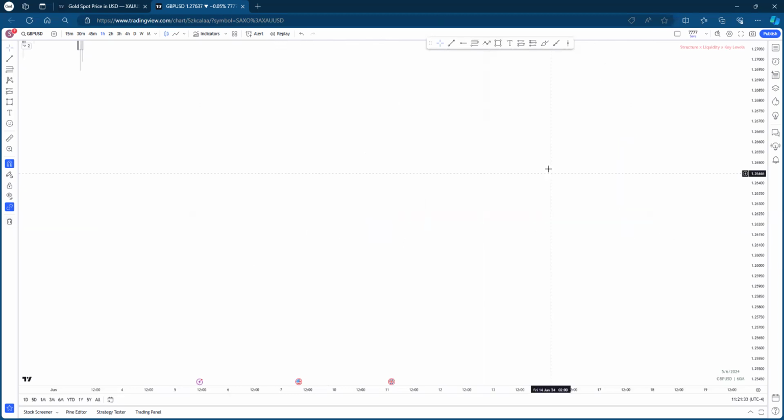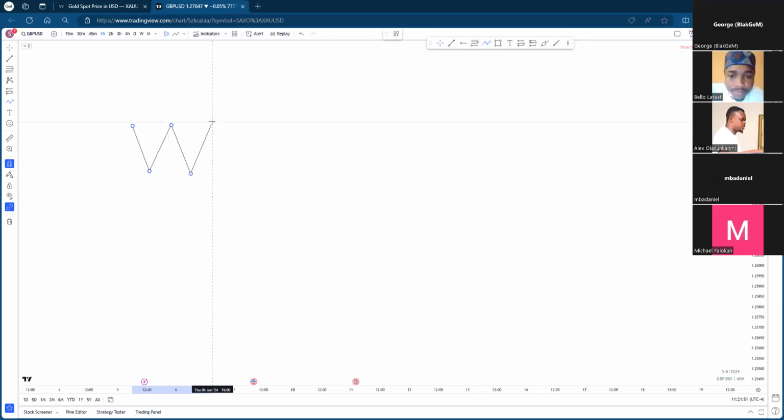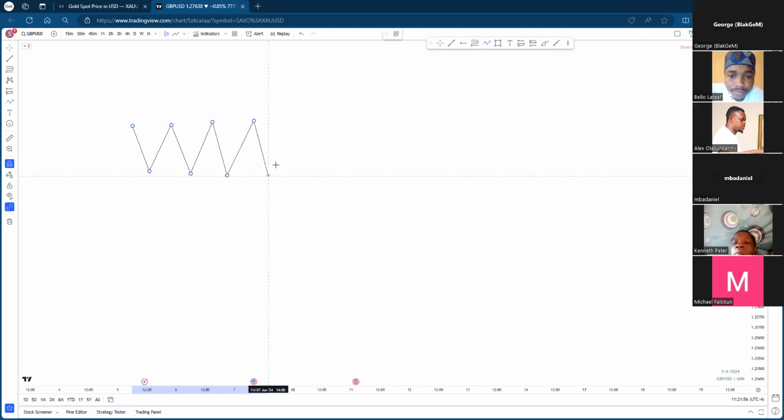Another one we want to talk about is that there are times where price might not be in a trending market condition. There are times where the market is just going to be consolidating. So in a consolidating market, you're going to see price behaving somewhat like this. Price is just going to be consolidating like this.